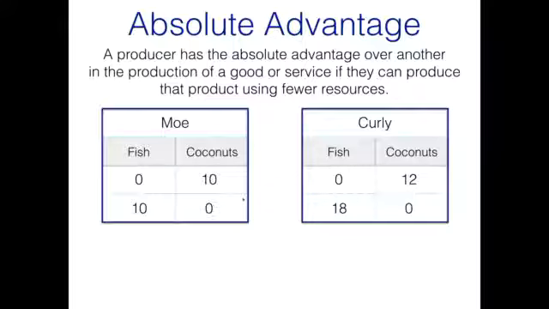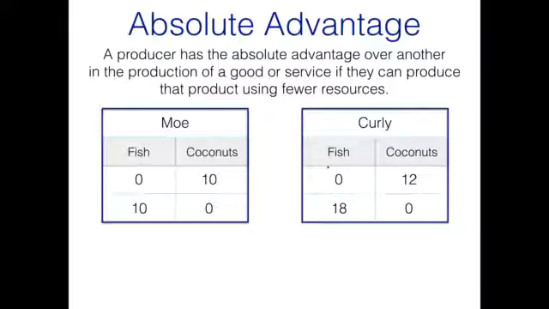So if we take a look at Mo, we can see here that if Mo spends all of his time collecting coconuts and allocates no time to fishing, he could collect 10 coconuts and catch 0 fish. Alternately, Mo can spend all of his time fishing and allocate no time to coconut collecting, and in that scenario, Mo can catch 10 fish in a day and will collect no coconuts.